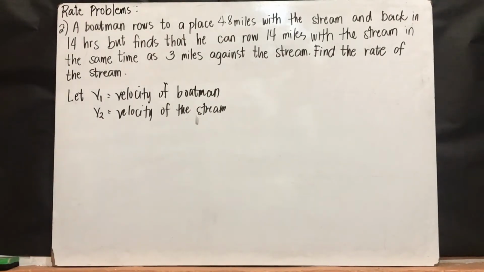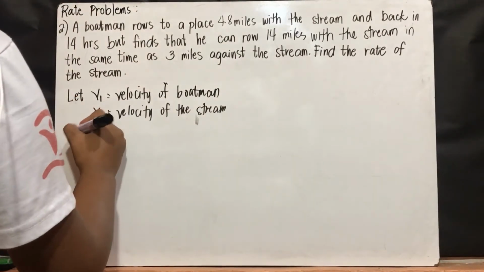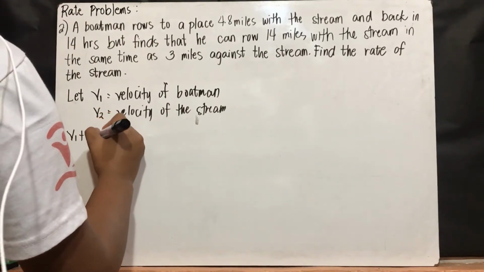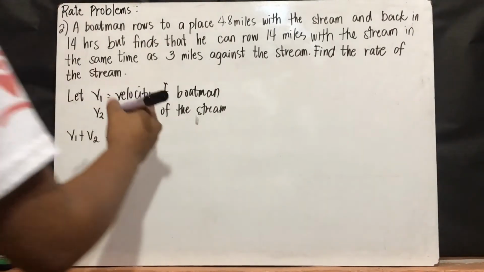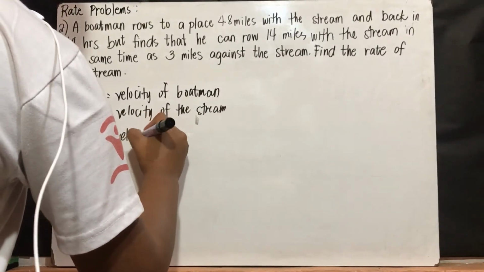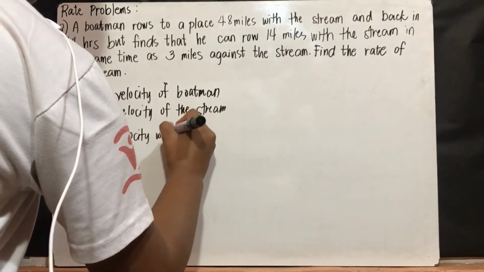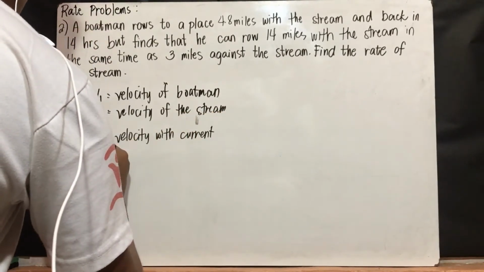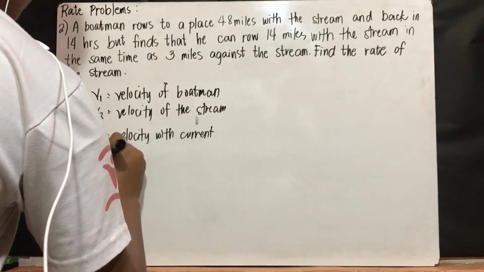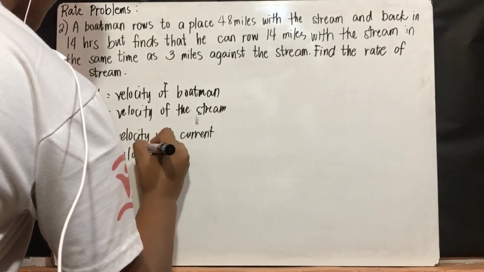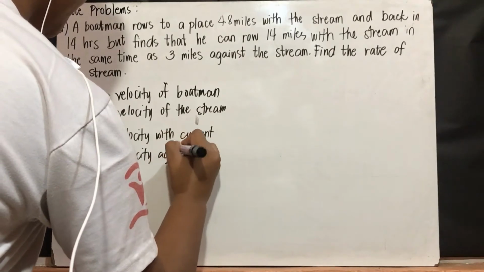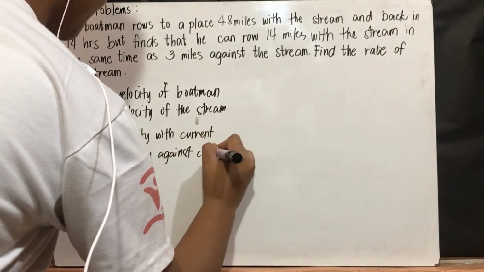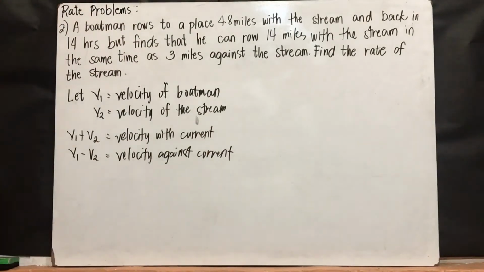So in solving rate problems involving streams or rivers, we need to remember this formula. So we have V1 plus V2 is equal to the velocity with current, and then V1 minus V2 is the velocity against naman ito. So against current. Or pwede rin siya upstream and downstream.